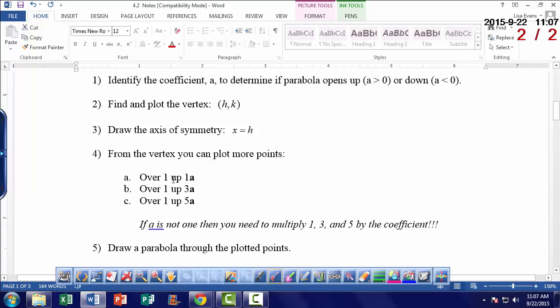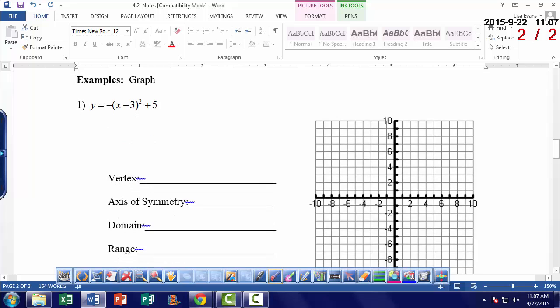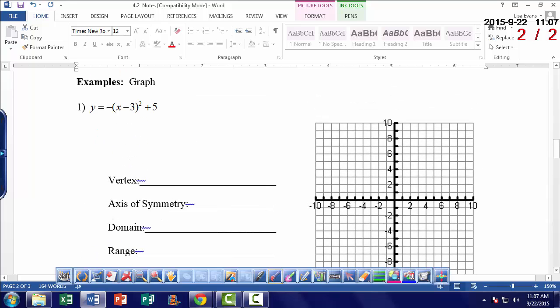From the vertex, we are then going to go over 1, up 1a, over 1, up 3a, over 1, up 5a. And we'll talk about this as I do the problems. And then you're going to go ahead and reflect it and draw the parabola through the plotted points. So I think it's easier to talk about the steps on the front page as we go ahead and do a problem. So step 1, I said, was to identify our a.